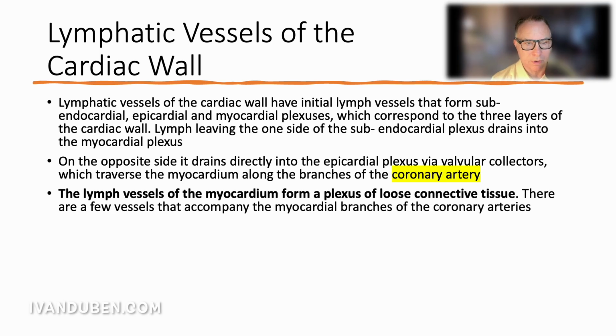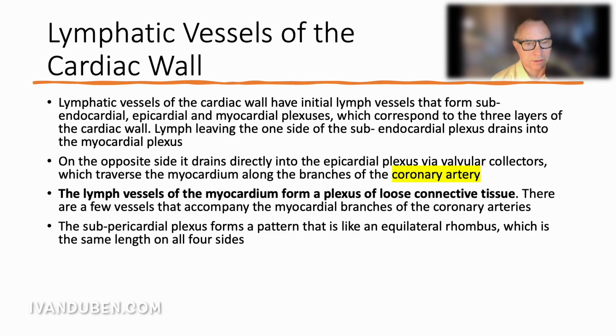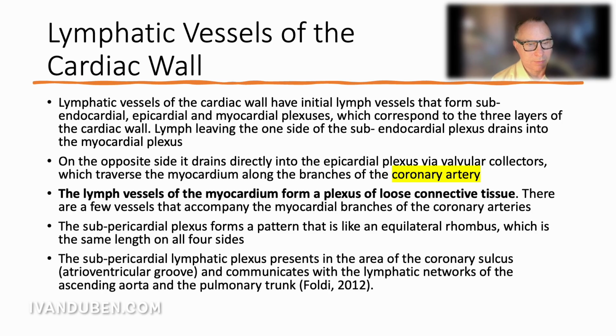Lymph vessels of the myocardium form a plexus of loose connective tissue. There are a few vessels that accompany the myocardial branches, and there are also a few vessels that branch off the coronary arteries, which I've already mentioned. The subpericardial plexus forms a pattern like an equilateral rhombus, which is the same length on all four sides. The subpericardial lymphatic plexus presents in the area of the coronary sulcus, the atrioventricular groove, and communicates with the lymphatic networks of the ascending aorta and the pulmonary trunk.